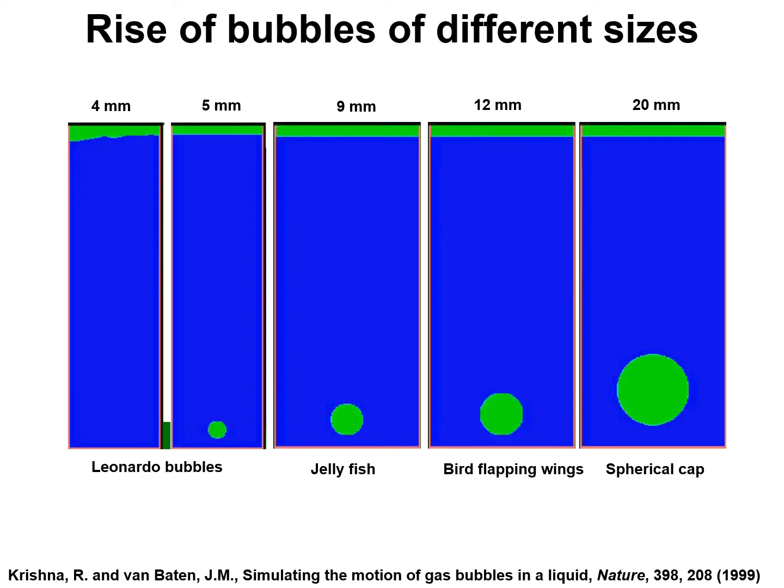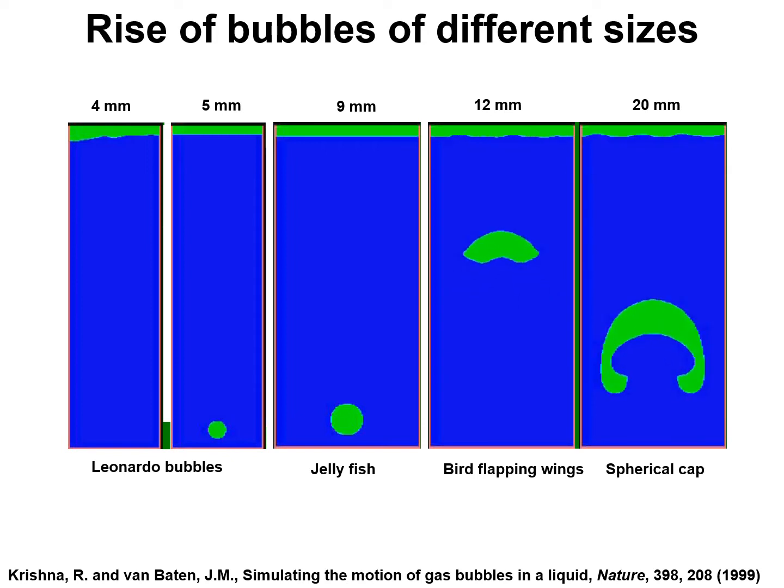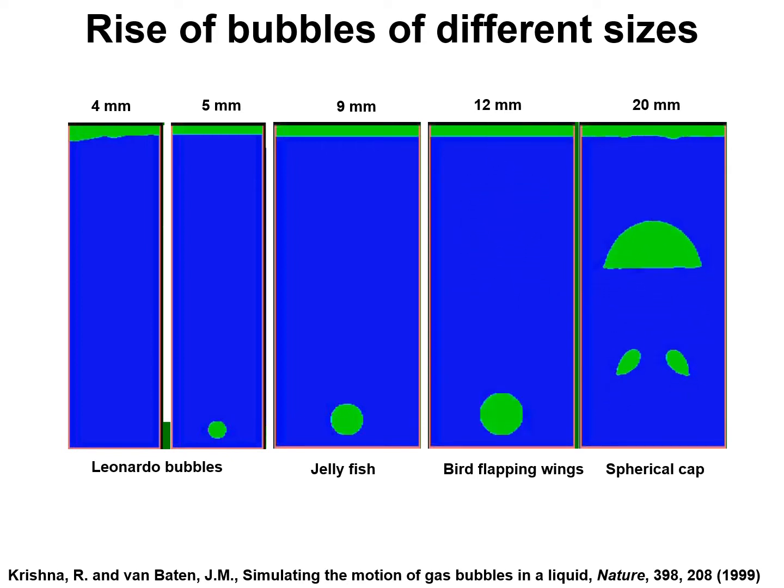Let's look at the 12 millimeter bubble. It appears it rises by like a bird flapping its wings. Let's look at a 20 millimeter bubble. First, it sheds off its edges and rises like a spherical cap.